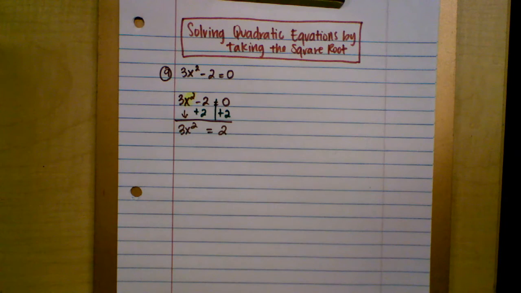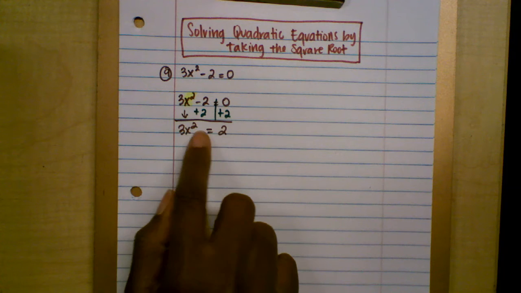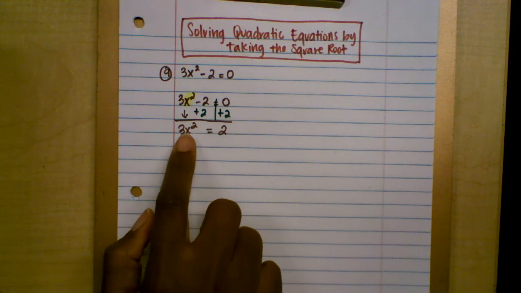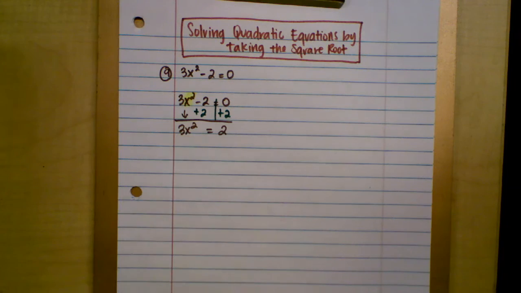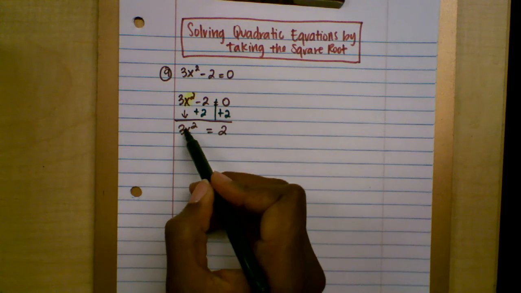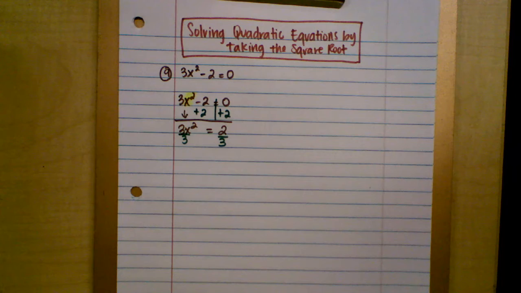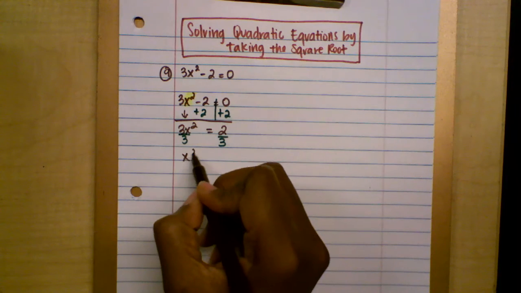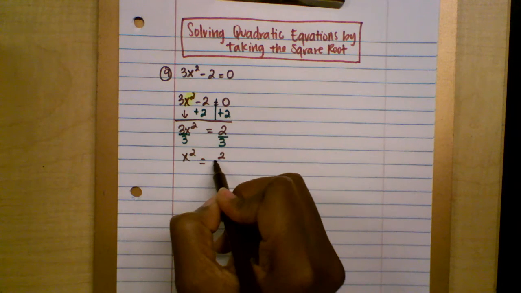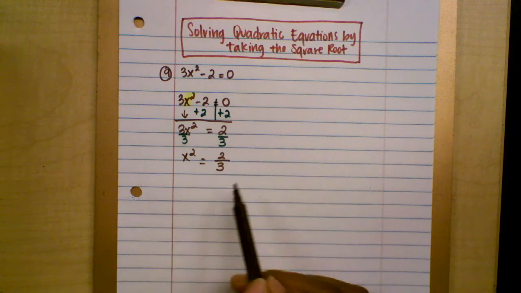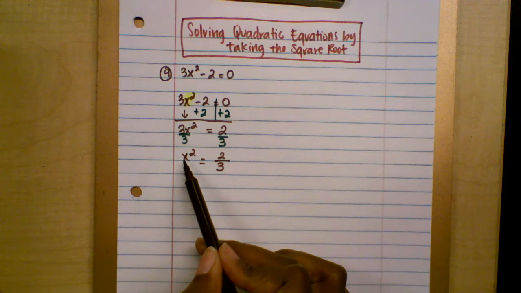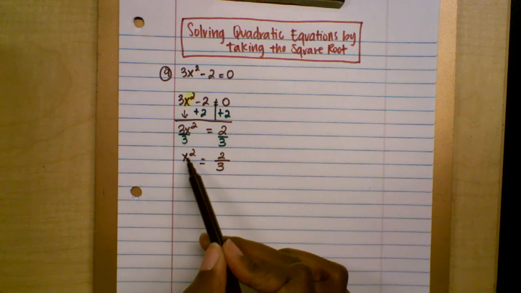After adding 2 on both sides to undo minus 2, I need to divide by 3. To undo the multiplication of 3, I divide by 3 on both sides, and the new equation is going to be x squared equal to positive 2/3. That is how we isolate the term with the square, x squared, here.